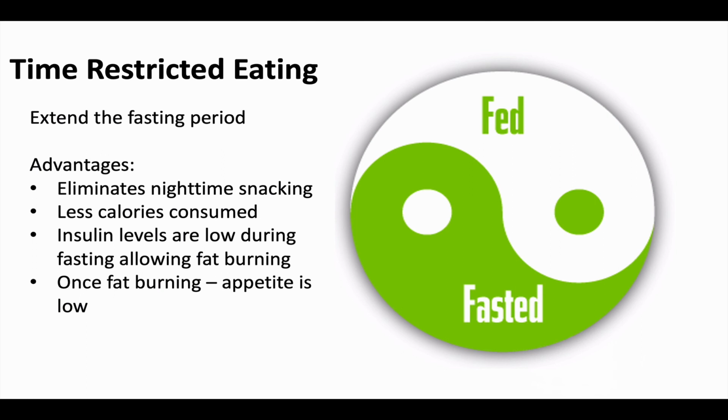So one of the ways that we really like to do this is time-restricted eating. And the reason we like this is if we can extend the fasted period, starting at 12 hours, but even extending beyond that, we can eliminate the empty calories of nighttime snacking. We will consume less calories doing this for sure. But during that fasting process, insulin levels go down, quite low naturally. And once we get the insulin levels low enough and we restore fat burning, what we find is our body starts to switch to fat burning, and our appetite almost disappears.